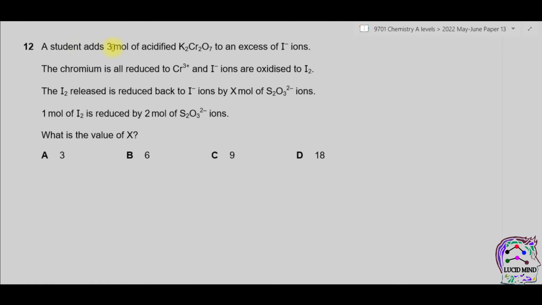Question 12. A student adds 3 moles of acidified potassium dichromate to an excess of iodide ions. The chromium is all reduced to Cr3+, and iodide ions are oxidized to iodine. The iodine released is reduced back to iodide by X moles of S2O3 2-. 1 mole of iodine is reduced by 2 moles of S2O3 2- ions. Find out the value of X.